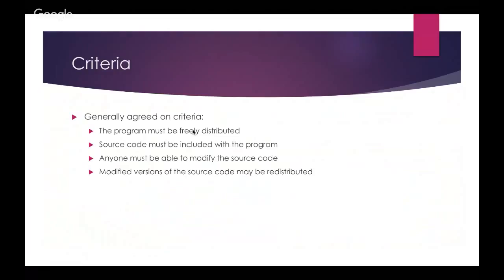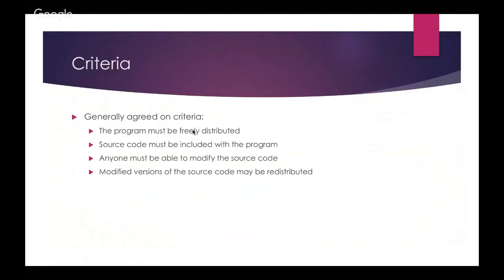The OSS community generally agrees that open source software should meet some criteria. The program must be freely distributed, which means that anybody who wants this software should be able to get it. Source code must be included with the program, so the program must come with the source code so that the user is able to see it.